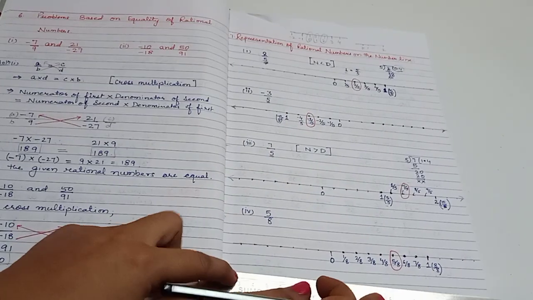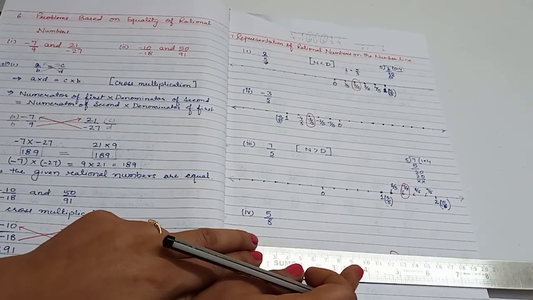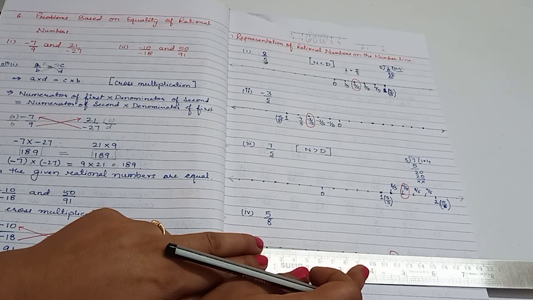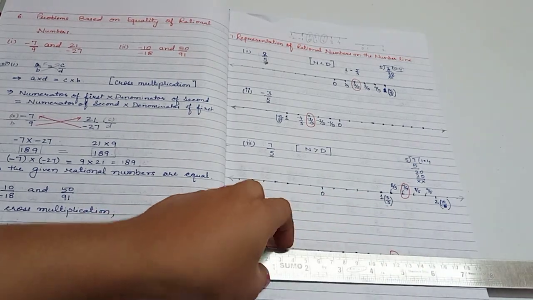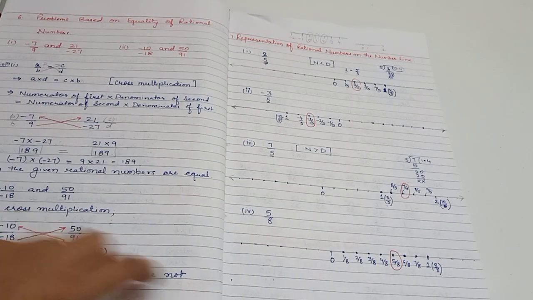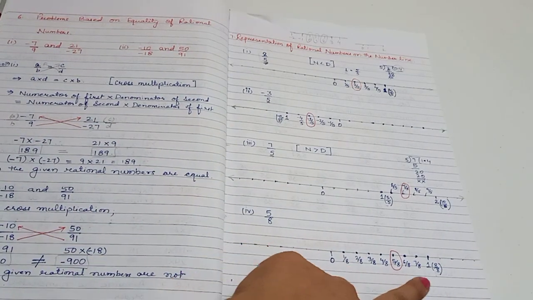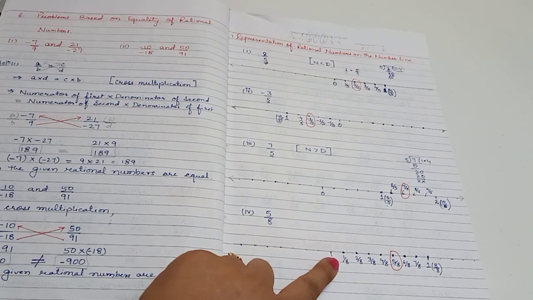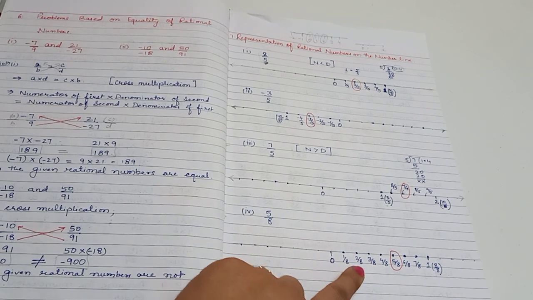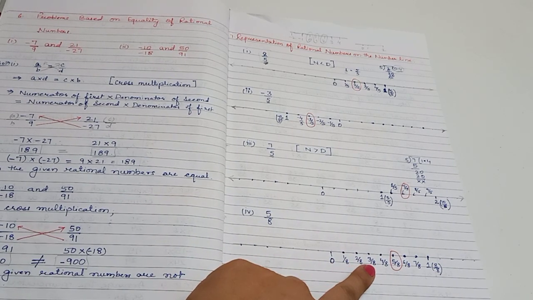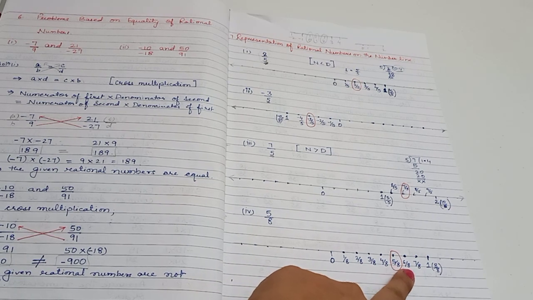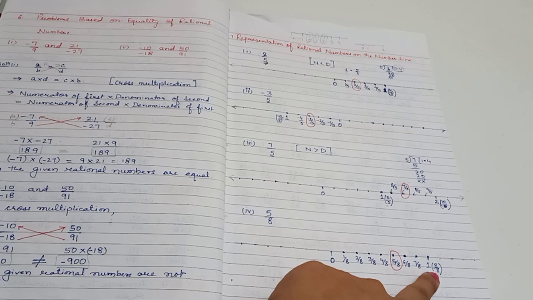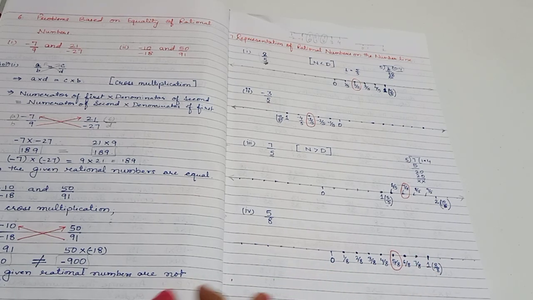You can see, friends, I've just taken the scale and I have plotted it at equal intervals like this. Now I have divided this into 8 equal parts. Now the first one will be 1 by 8, second one will be 2 by 8, third one will be 3 by 8, then 4 by 8, 5 by 8, 6 by 8, 7 by 8, and this will be 8 by 8, which is 1 whole, or we can say it as 1.